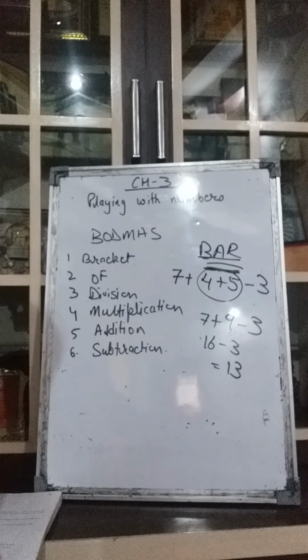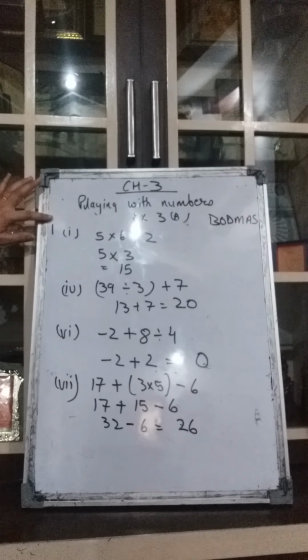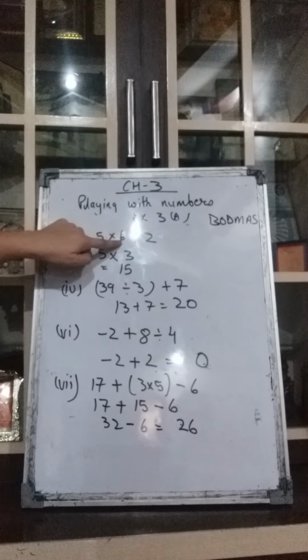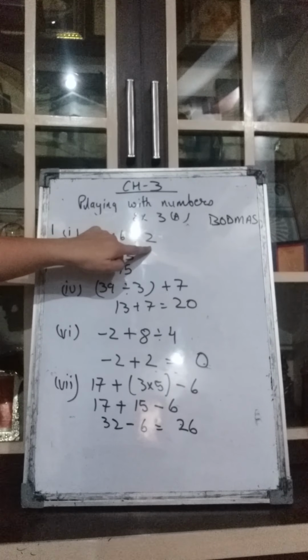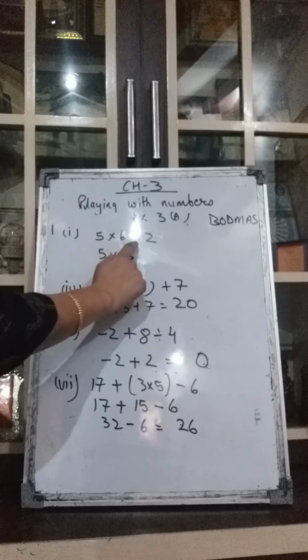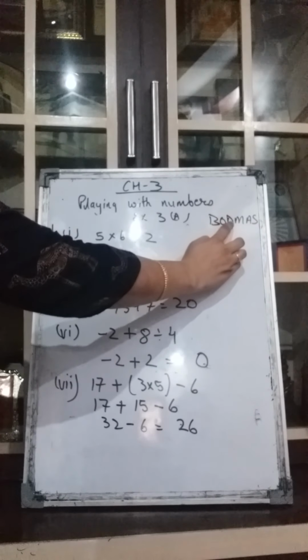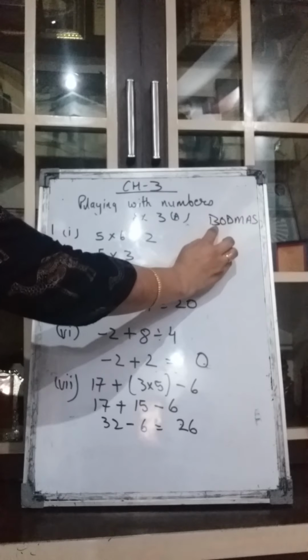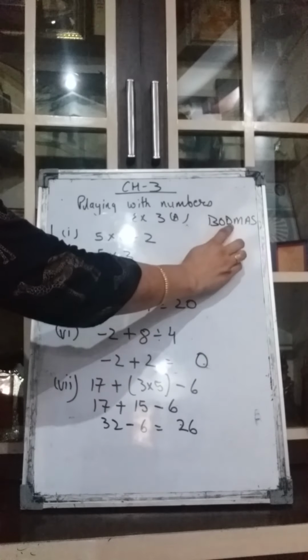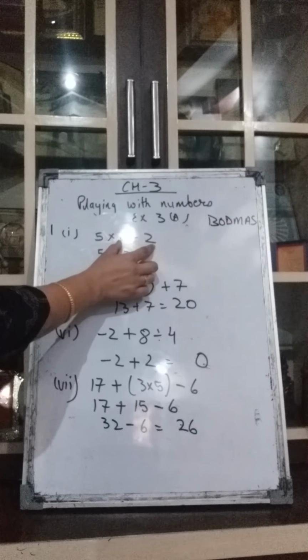Okay, so we will take the exercise, we will do the questions, and it will be more clear to you then. Now we come to the first question, in which we will do the first part. First part says 5 multiplied by 6 divided by 2. According to BODMAS, there are two operations here, multiplication and division. But which one do we have to do first? Here bracket is not there, leave it. Off is not there, leave it. Division is there, so we will divide it first.